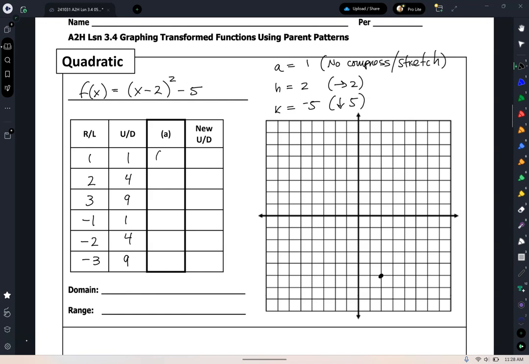Okay, and in this case, we're just doing the times by one, so we're not affecting the compression or the stretch. So we know that our parent pattern is still going to remain right one, up one, right two, up four, right three, up nine, left one, up one, left two, up four, left three, up nine.